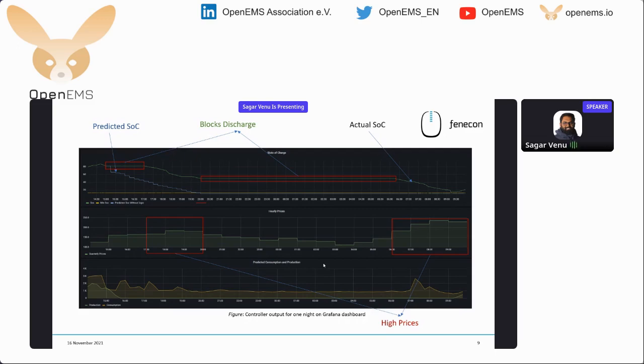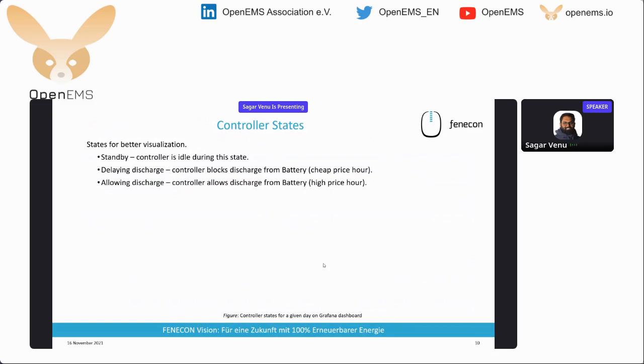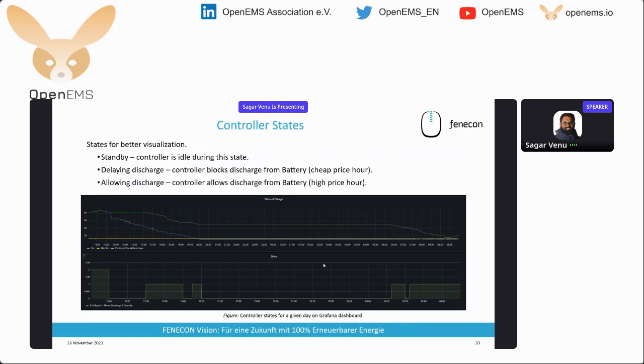There is a lot of information in this, and we wanted to simplify it just by looking at the dashboard. That is why we implemented three states for this controller. One is standby, where the controller is in an idle state and does nothing, during the day, since the controller runs only during the night. Delaying discharge is a cheap price hour, and allowing discharge is a high price hour. If we apply these states, this is how the dashboard looks. It is quite convenient to know what the controller is performing for the whole night.